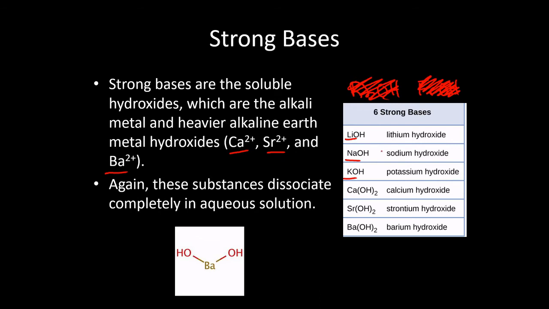So we have lithium hydroxide, sodium hydroxide, potassium hydroxide. Those are all one after the other on the periodic table in a column.